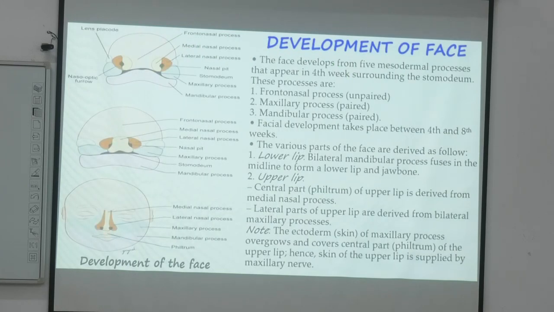This is development. See the processes: the frontonasal process, these are the maxillary processes, and this is the mandibular process. This will be discussed in your embryology. All these processes join to form the face.